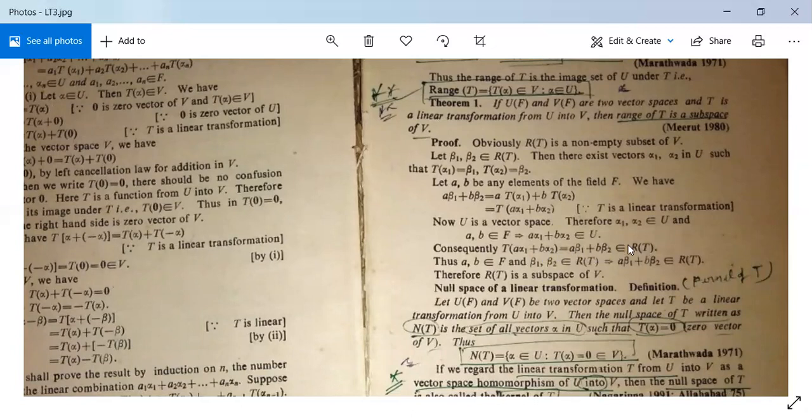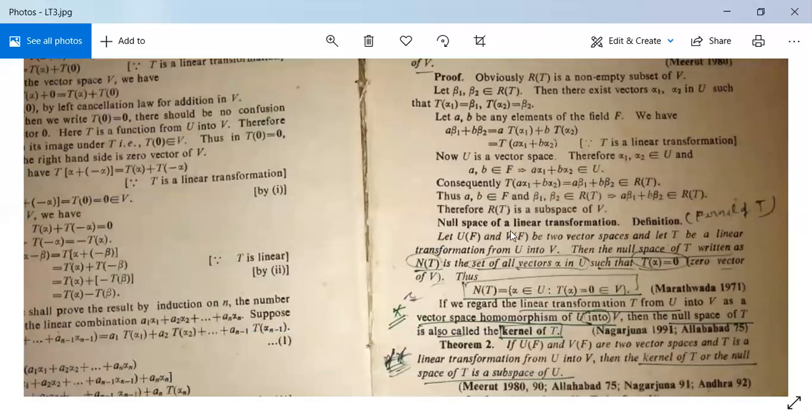It belongs to R(T). Therefore, a, b belong to F and β1, β2 belong to R(T) implies that aβ1 + bβ2 belongs to R(T). Therefore, this R(T) is a subspace of V. You have earlier shown that for a, b in F and α, β in W, if aα + bβ also belongs to W, then W is a subspace. So using that result, this is proved: R(T) is a vector subspace of V.